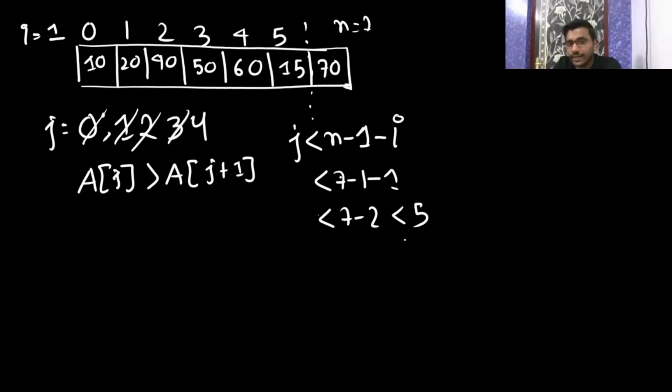See, it will run till 5 only. Yes, 4 is smaller than 5, till there only it will do. So I need to go till here. By going here, I can compare these two because I am doing j plus 1. Is 60 greater than this? Yes, it's greater, so swap. So 15 will be here, 60 will be here. So now i will be 2.